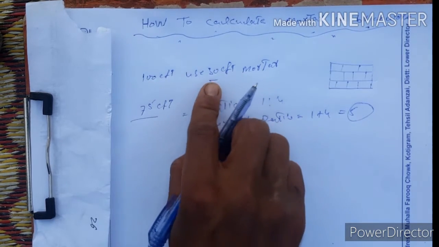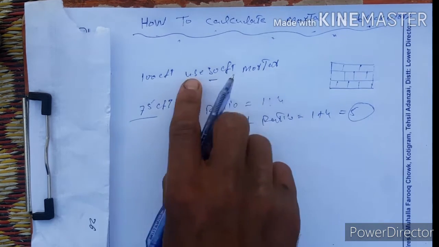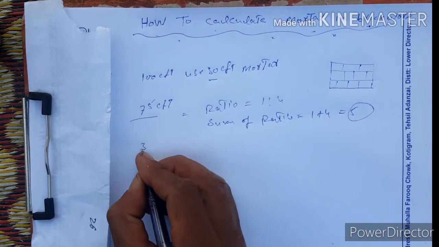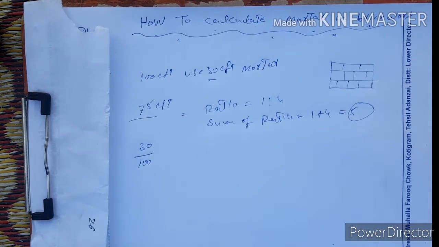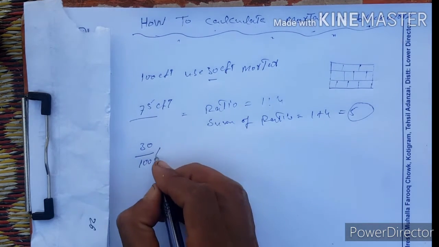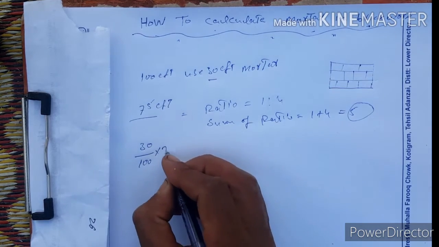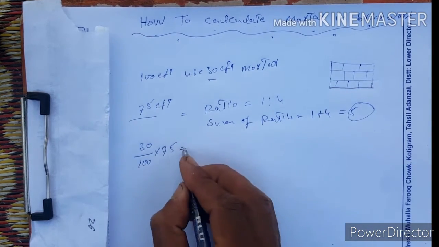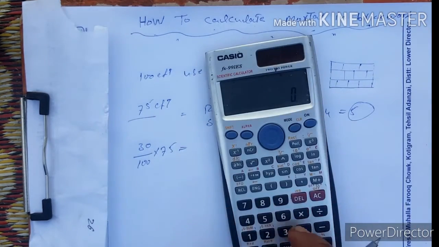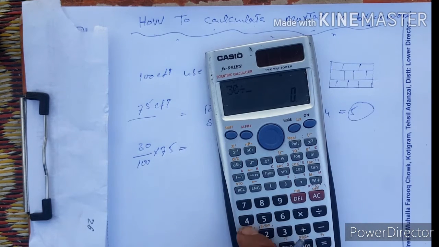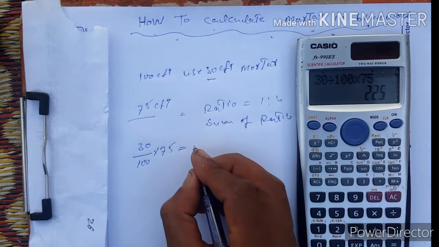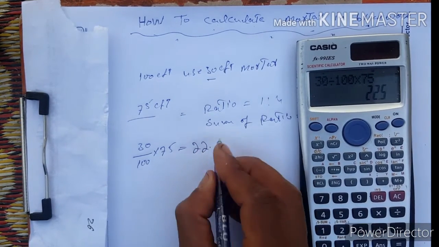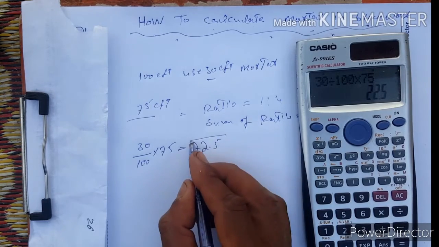So in 30 safety, the mortar used is 30 divided by 100 multiplied by 75, which is equal to 22.5 safety.